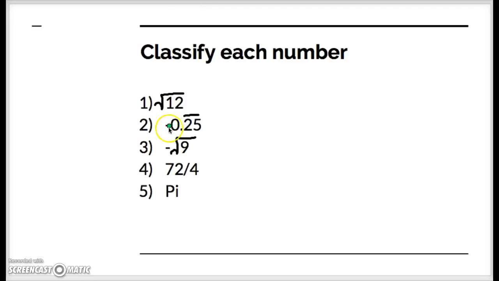Okay, so we have a list of 5 numbers right here, and again, we're going to classify them. Are they rational or irrational? So number 1 is the square root of 12. Okay, the first thing you should ask yourself is, is that a perfect square? Well, 3 squared would give me 9, and 4 squared would give me 16. So it's not a perfect square. So we would call this an irrational number because it is not a perfect square.